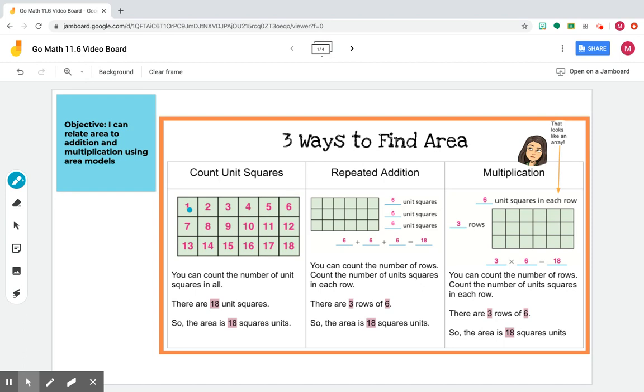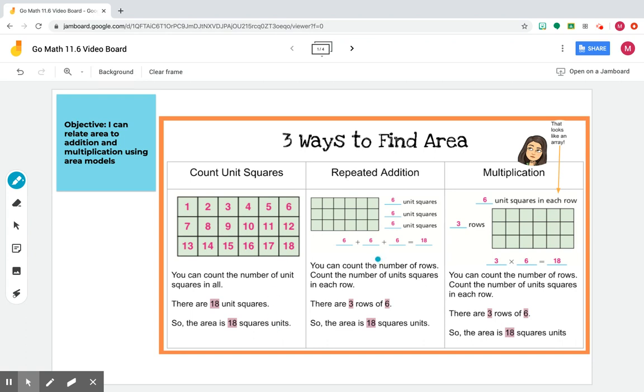The first way is just by counting the squares. So in this rectangle right here, I would count each square: 1, 2, 3, 4, 5, 6, all the way until I've counted all of the squares. In this rectangle right here, I would see that there are 18 unit squares. So the area is 18 square units. But there are two other ways that I can find area.